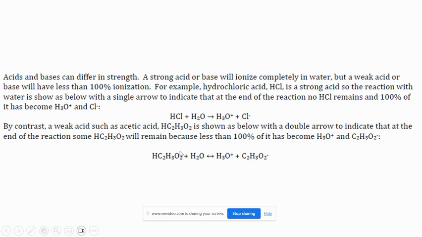Down here, this is acetic acid. Acetic acid is a weak acid, and I'm going to show you how you know if they're strong or weak just from a listing in a minute. This is a weak acid, so we're going to use a double arrow here.